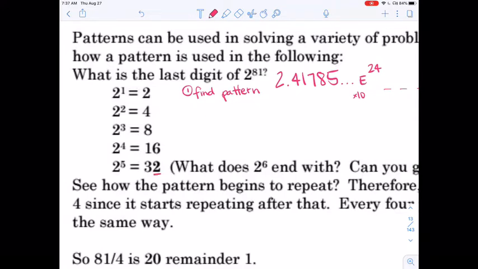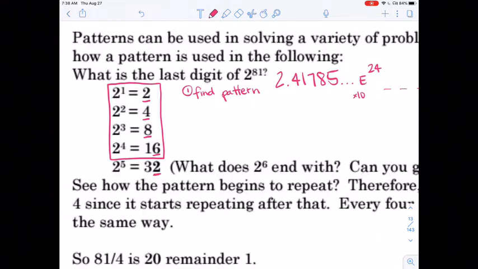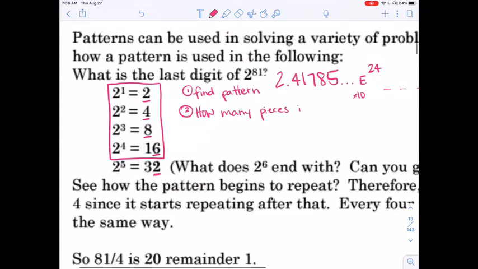You'll notice that this 2 in the ones digit comes back around to us. So what that tells us is that this piece here repeats. 2, 4, 8, 6. All of that keeps going. 2, 4, 8, 6, 2, 4, 8, 6, again and again and again. So our question is number 2, how many pieces are in the pattern? And in this case, there are 4.